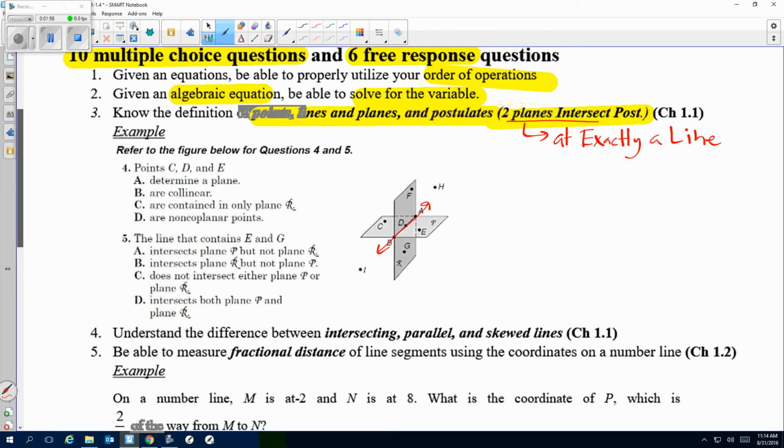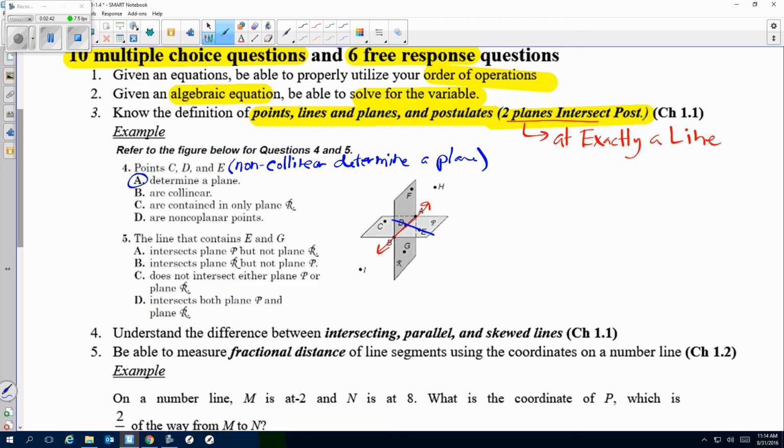Points, lines, and planes, that's going to be, can you read the points, lines, and planes in a diagram and pick the right answer choice? So in this example, it says refer to the figure. They want you to fill in the blank. Points C, D, and E, yes, they determine a plane. Because if I look at the line D and E, everyone agree that C is not on that line? So these points are non-collinear, which determines a plane. You have to have non-collinear points to have a plane.